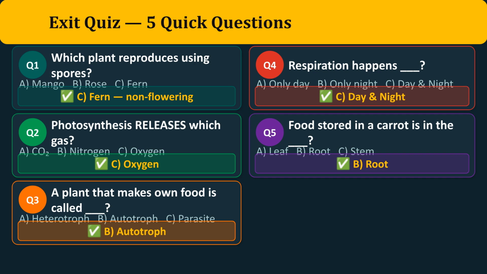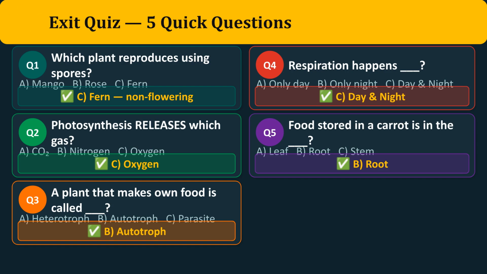Let's quickly check what you've learned today. Question 1. Which plant reproduces using spores? That's right, fern. Question 2. Which gas is released during photosynthesis? Correct, oxygen. Question 3. A plant that makes its own food is called? Excellent, an autotroph. Question 4. Respiration happens only during the day, only at night, or both day and night? Yes, both day and night. Question 5. In which part of the carrot is food stored? Correct, the root. Wonderful, everyone.